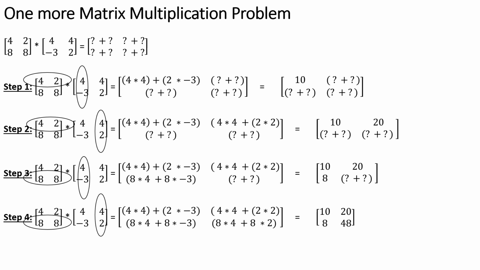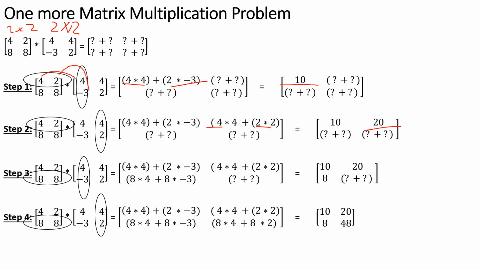Do another one here. Can I do it with 2 by 2? Yeah, because if I got 2 by 2 here, and if I inverse the rows and columns, the second one, I still get the same answer to match up. 4 times 4 is 16. 2 times negative 3 is negative 6. 16 minus 6 is 10. First row, second column, 4 times 4 is 16. 2 times 2 is 4. 16 plus 4 is 20.